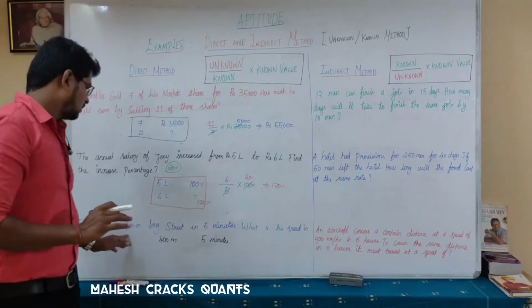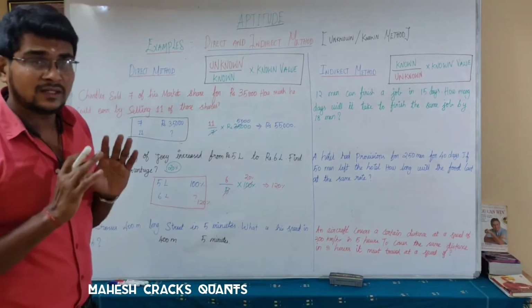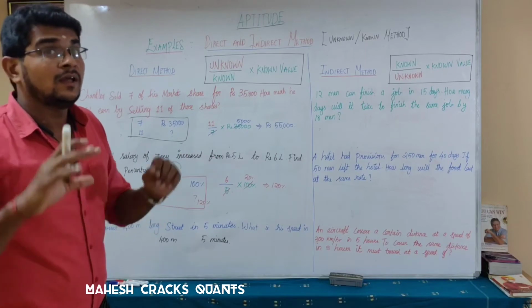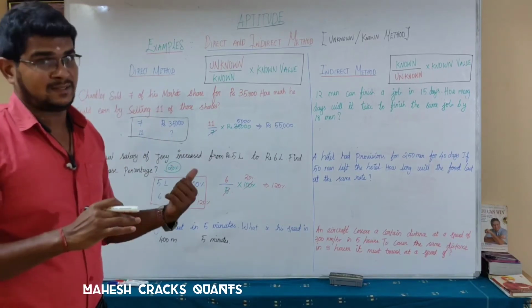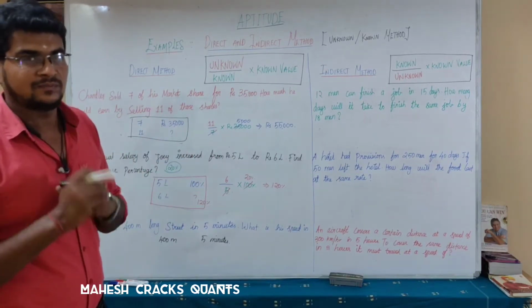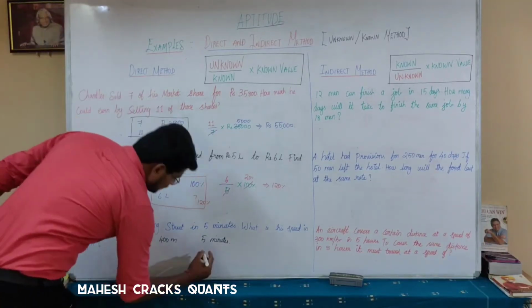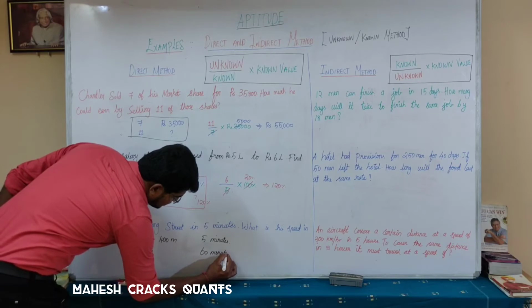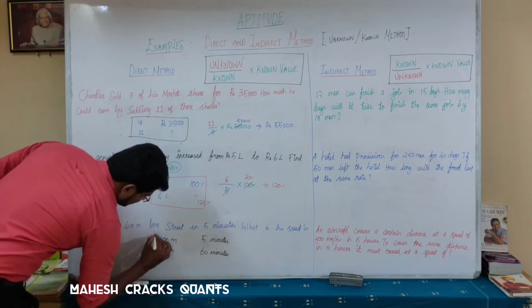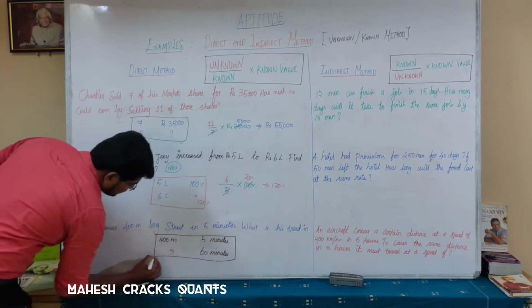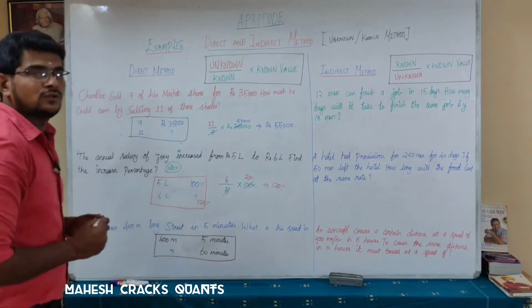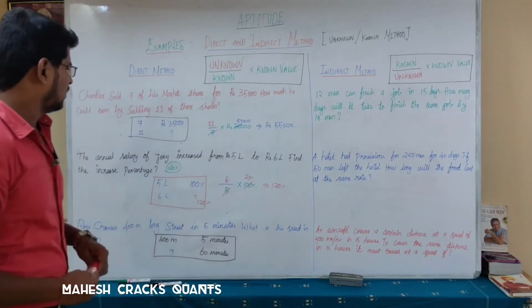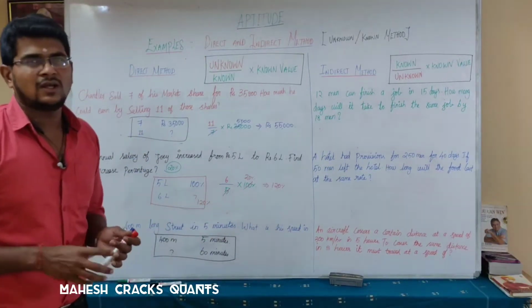The question is 400 meters in 5 minutes. If I run, I could cover 400 meters in 5 minutes. In 60 minutes, how many meters or kilometers could I cover? That is the question. So obviously we got the other part, 60 minutes. Solving this, you will get the answer. So once again, look: 400 meters, 5 minutes, 60 minutes.